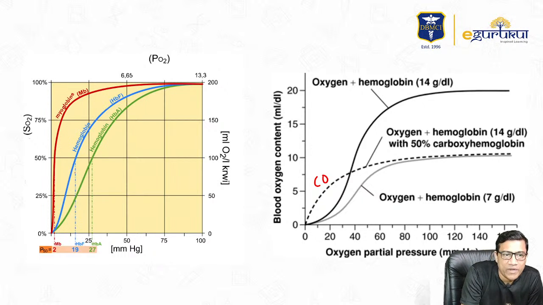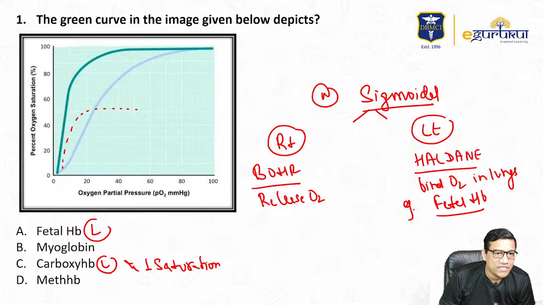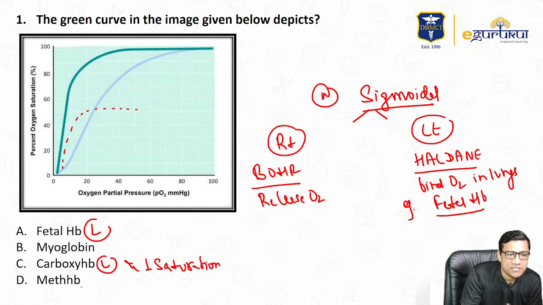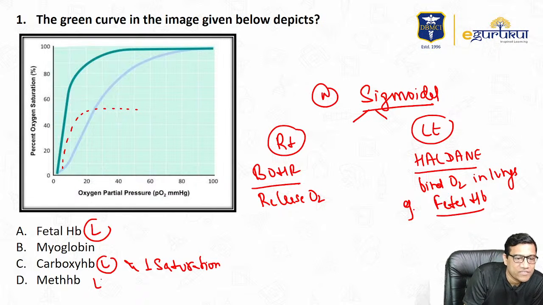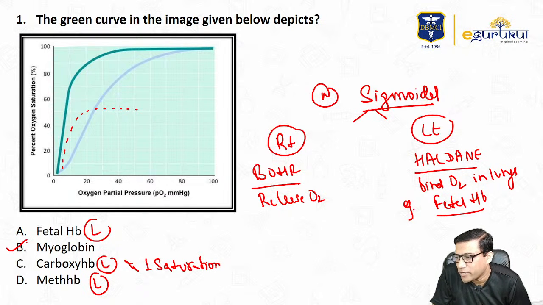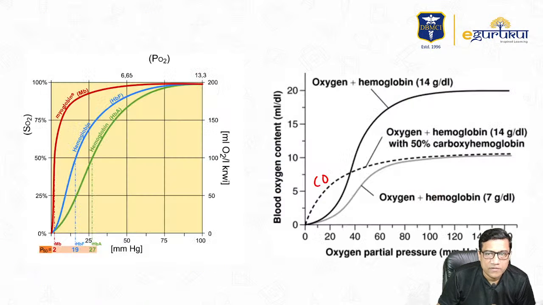And this curve which you see extremely left shifted is your myoglobin. This is fetal hemoglobin, again sigmoidal. They're all sigmoidal shapes. Which one is not sigmoidal? It is your myoglobin. So the answer in this question is, it is not methemoglobin, because methemoglobin shows a left shift. The best answer is myoglobin, which is almost a rectilinear hyperbola. Are you clear? Next question.